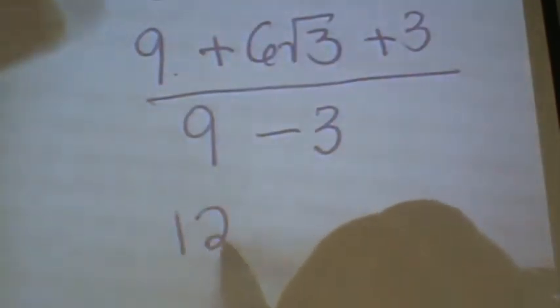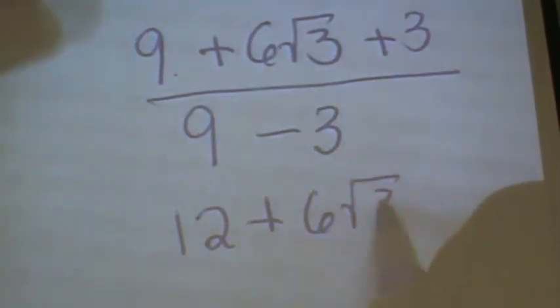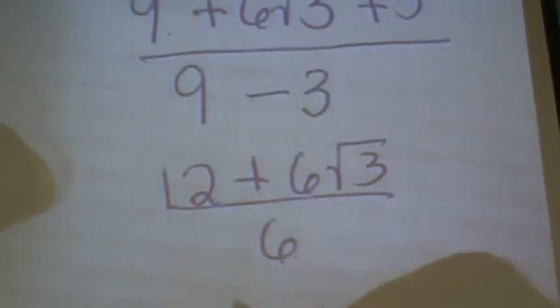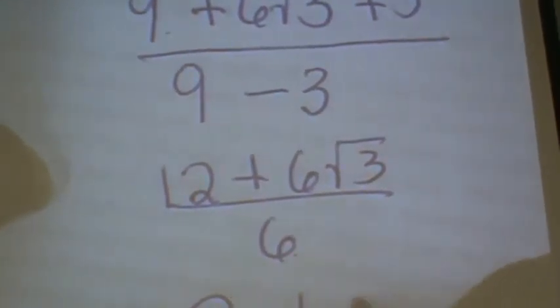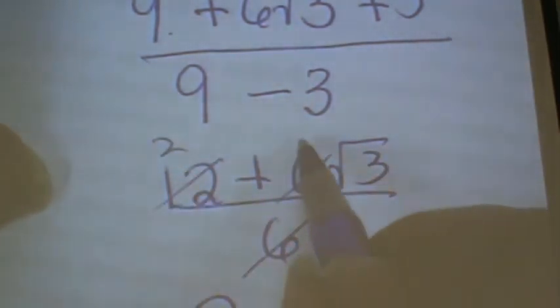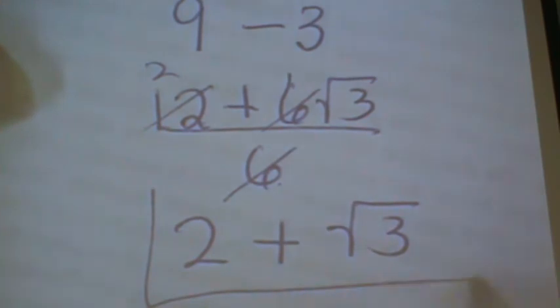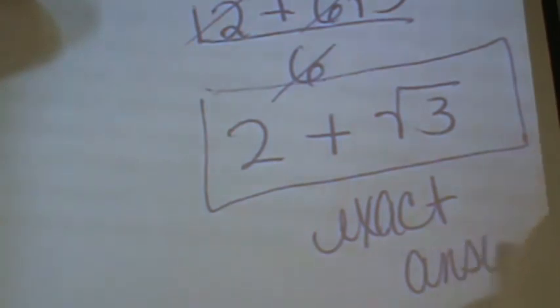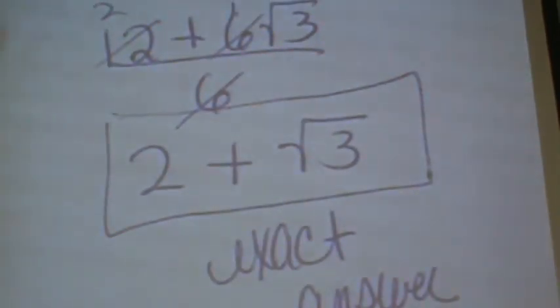Well, let's simplify this. What's 9 plus 3? 12. Now, what cancels? 6 goes into 12 how many times? And don't forget, you're canceling this. You have to do it twice, so that is your final simplified answer. This is an exact answer. Okay, almost done.